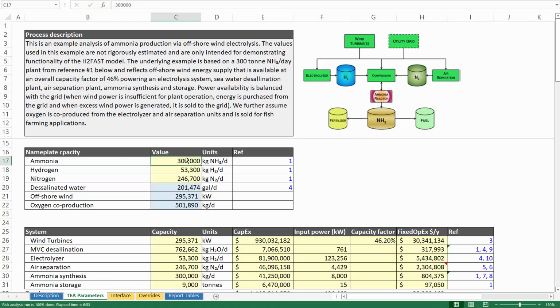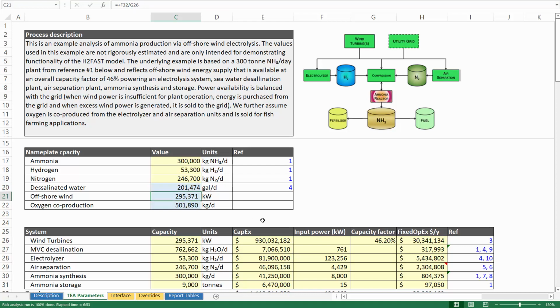So in terms of our TEA portion of the example, we have ammonia nameplate capacity. It's able to produce 300,000 kilograms ammonia per day, or 300 metric tons of ammonia per day. Of that, 50,000 kilograms of hydrogen needs to be produced via electrolysis. Nitrogen is produced for the remainder of the mass to produce the ammonia, so 247 tons per day. The model assumes desalination. This is again roughly mostly feeding the hydrogen production portion of the plant.